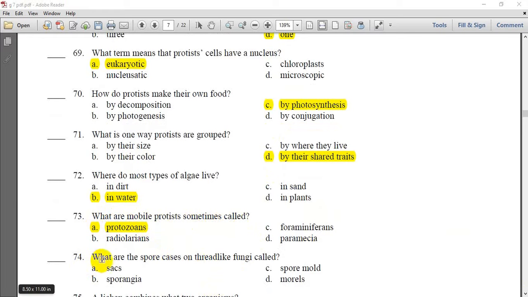Question 74. What are the spore cases on the thread-like fungi? Do you remember this bag that holds the spores? We call this sporangia. Letter B. The sporangia is a sac that holds the spores.